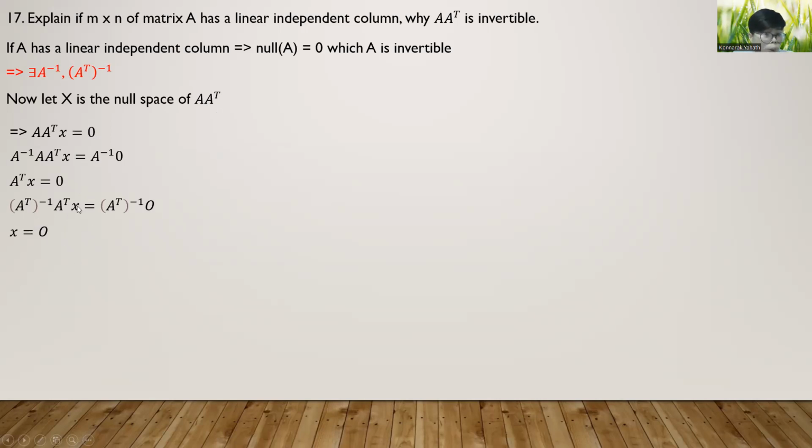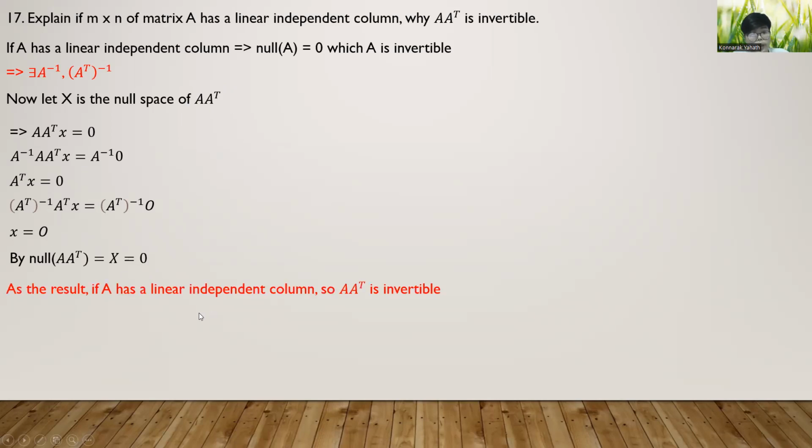So we can see that the null space of A transpose A is equal to 0, which means that A transpose A must be invertible. As a result, if A has linearly independent columns, then A transpose A is invertible. The statement is true.